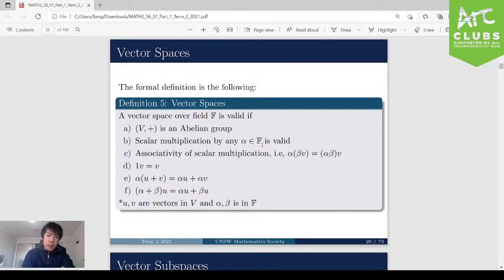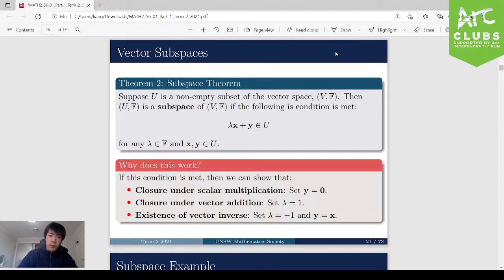D, 1 times the vector V must be just V. E, alpha (U plus V), where U and V are vectors, must expand out to be alpha U plus alpha V. And then F, alpha plus beta, which are scalars, times the vector U, must give you alpha U plus beta U. So E and F you can just think of as being the distributive laws.